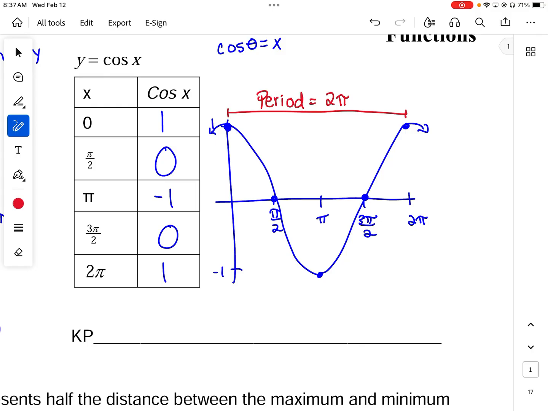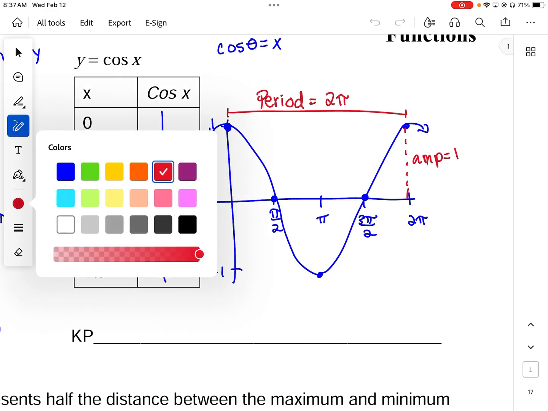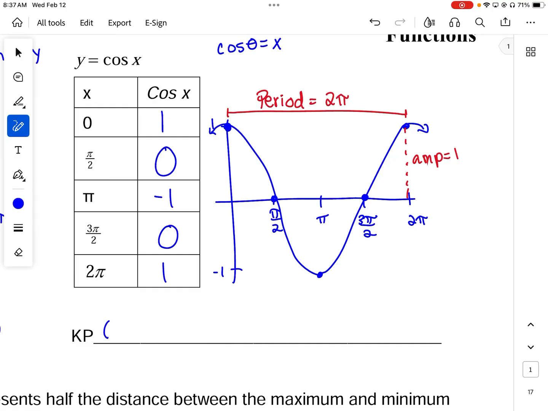And the amplitude is the distance from the midline up to the top or down to the bottom. So I'm going to just do like this. Amplitude is going to be represented with A, and it is 1. And we need to write down the key points like we did on sine. So 0, 1, pi over 2, 0, pi, negative 1, 3 pi over 2, 0, and 2 pi, 1.